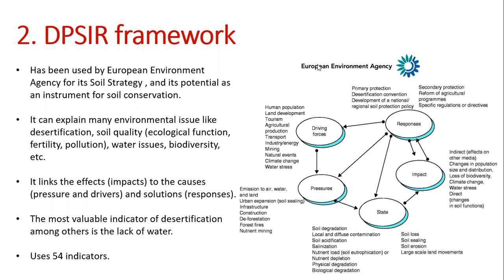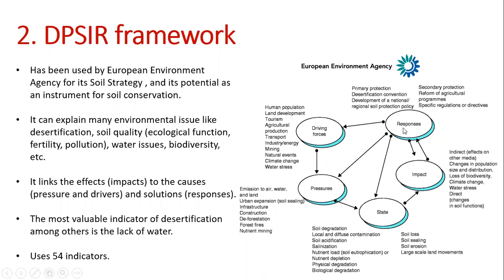Now, what makes this framework famous is that it links the causes, which are considered the pressures and drivers, and the solutions, which are basically the response. It consists of drivers, pressure, state, impact, and response. This type of framework can link all of them, and even the interactions between any of them. I will give you an example of how to utilize this framework. This framework basically uses 54 indicators. So if we compare it with rangeland health, this framework uses more indicators, because rangeland health only uses 17 indicators.